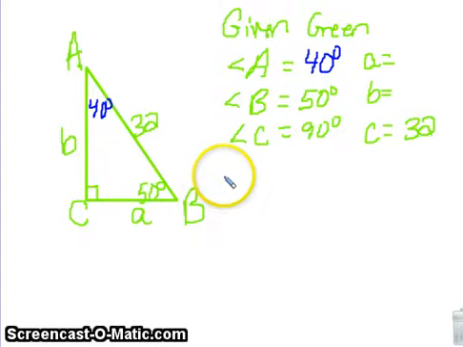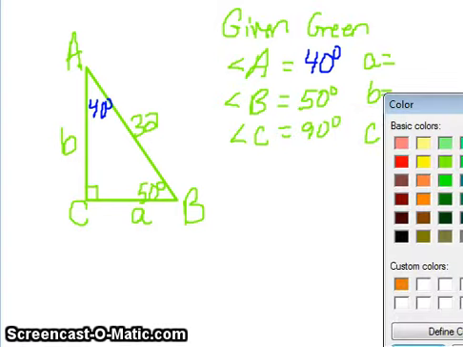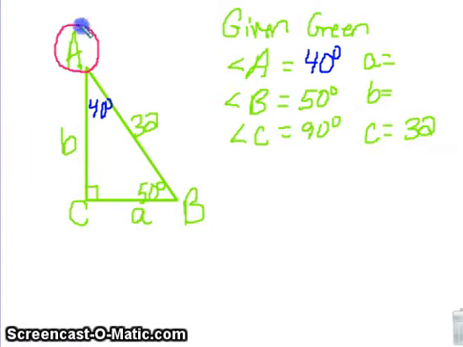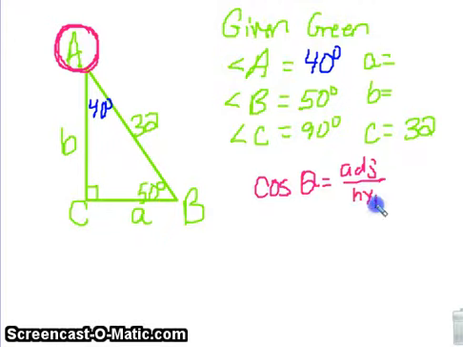Now, if I want to find side A, does it matter whether we use A or B? No. I'm going to use A in order to find side B. What's the relationship between angle A and side B? They're adjacent. Which one of my trig functions does adjacent over hypotenuse? So we're going to do cosine of theta is equal to adjacent over hypotenuse.